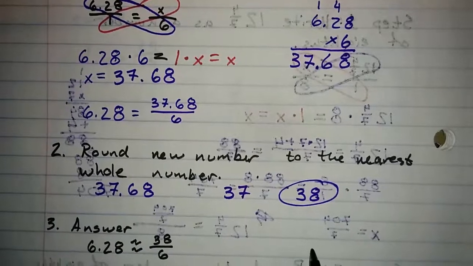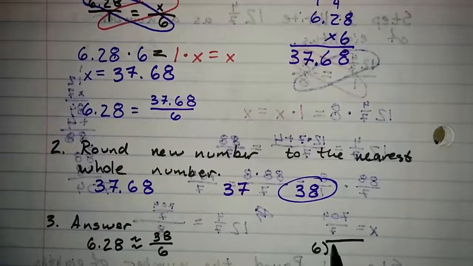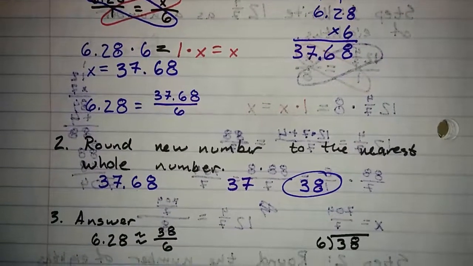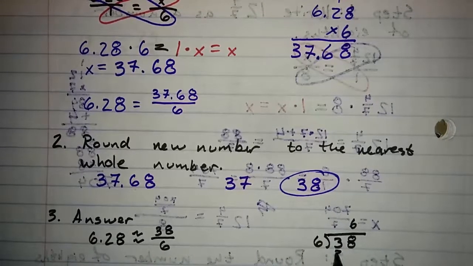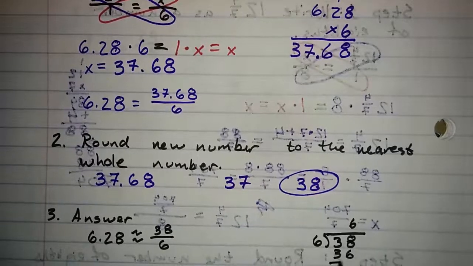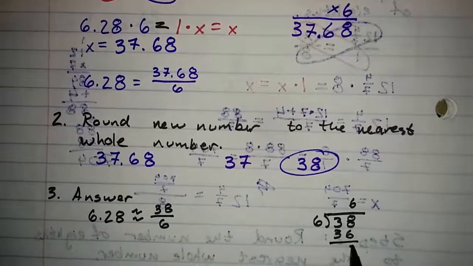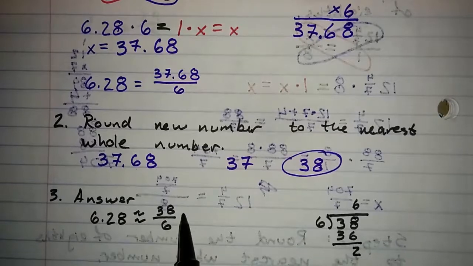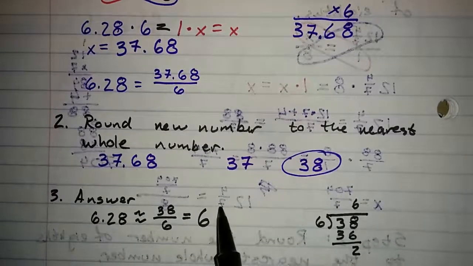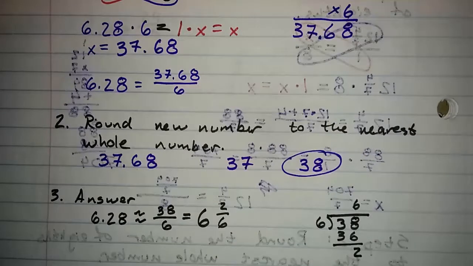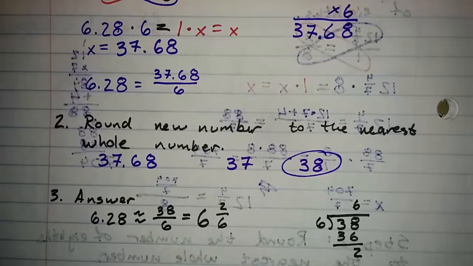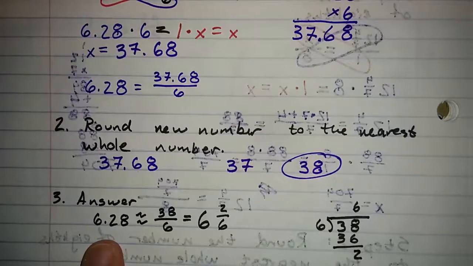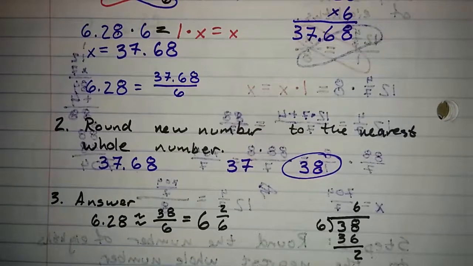Or let's divide, because we want to answer as a mixed number. 6 goes into 3, no. 6 goes into 38 6 times, because 6 times 6 is 36. So I've got 2 left over. That's 6 whole things and 2/6 left over. I could simplify this, but the instructions explicitly tell me not to. 6.28 rounded to the nearest sixth is 6 2/6.